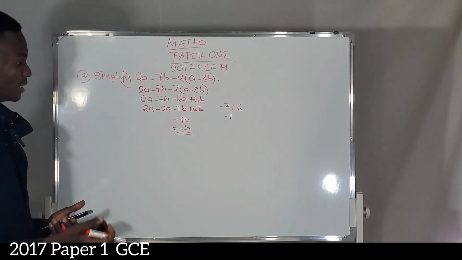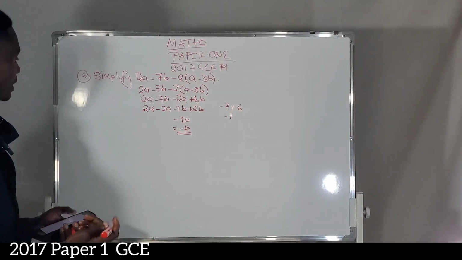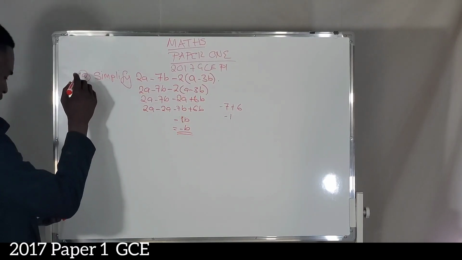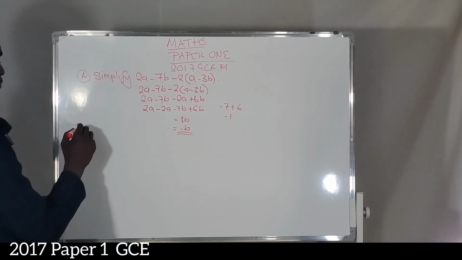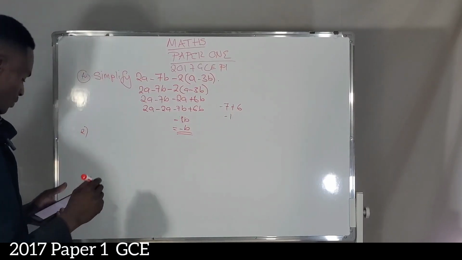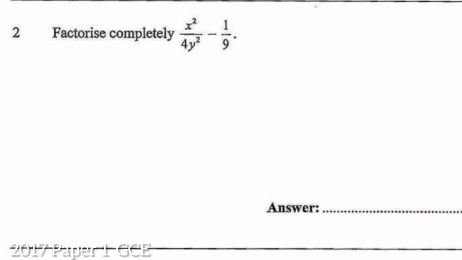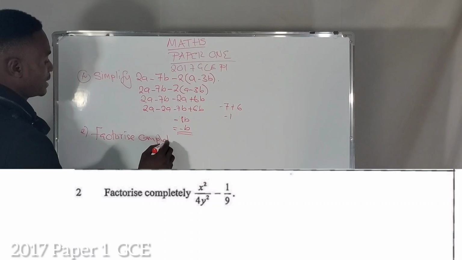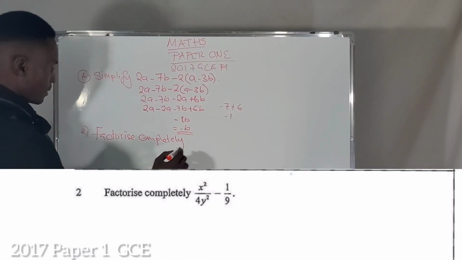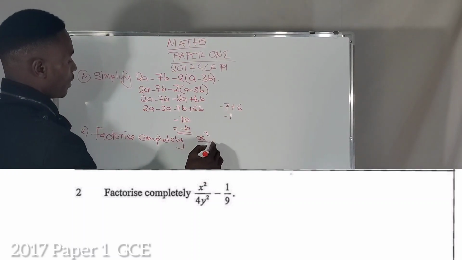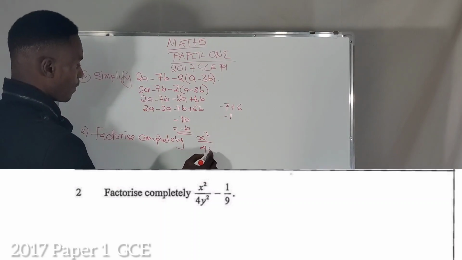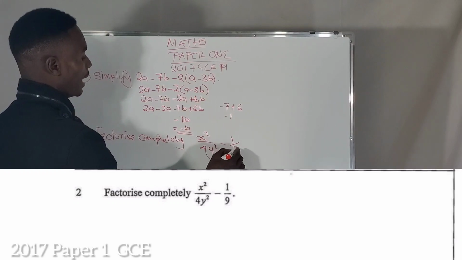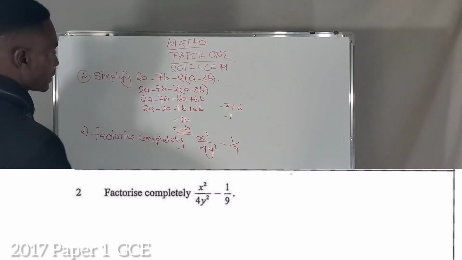Let's go to the next question. The next question in this paper, so this one was question 1, and this one is question 2. So question 2 asks to factorize completely x squared over 4y squared minus 1 over 9. Okay, 2 marks.